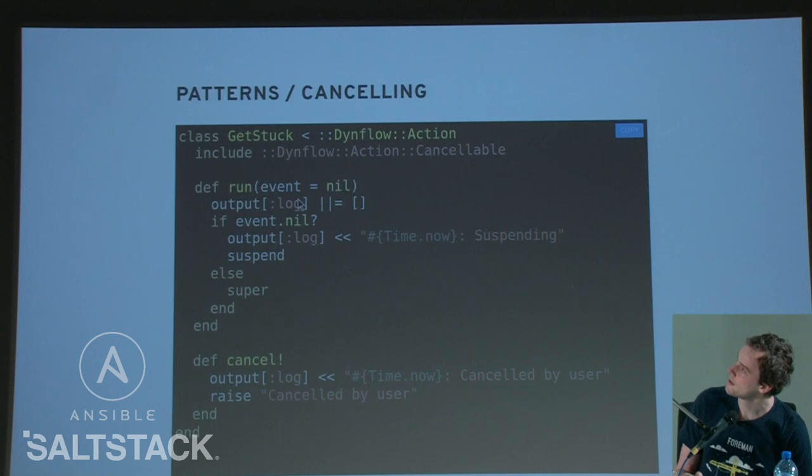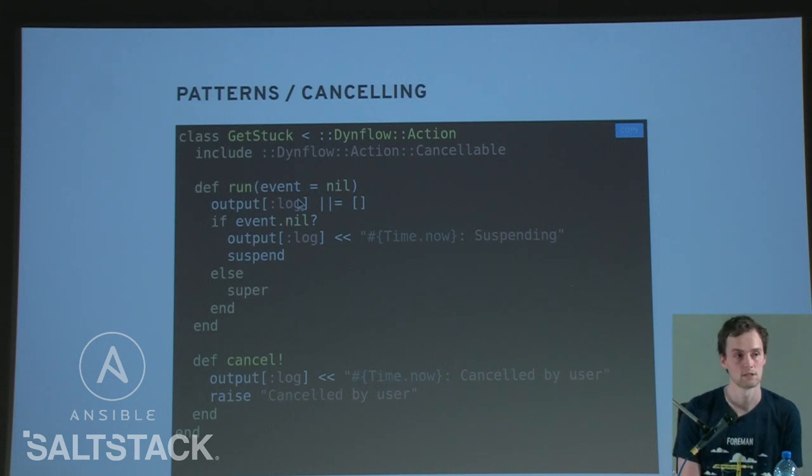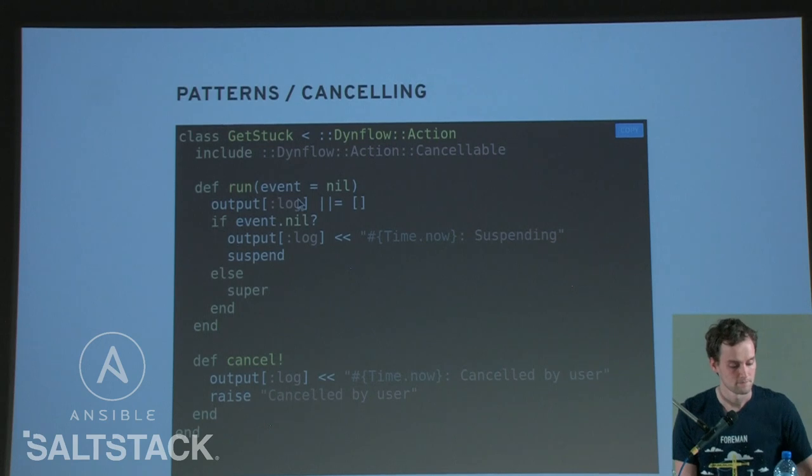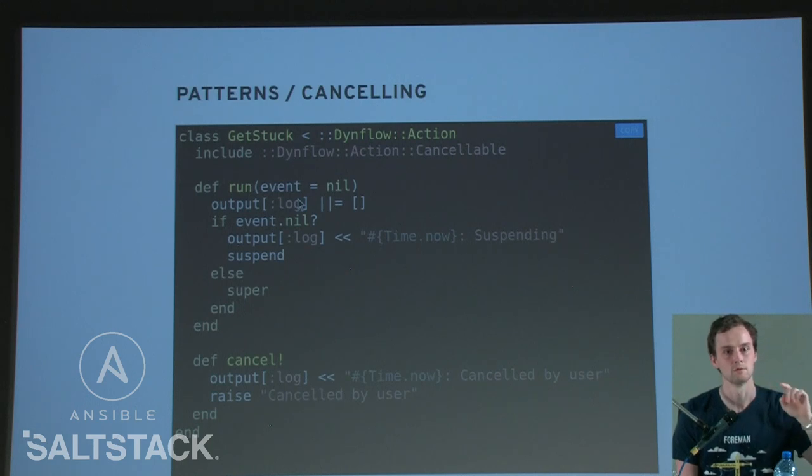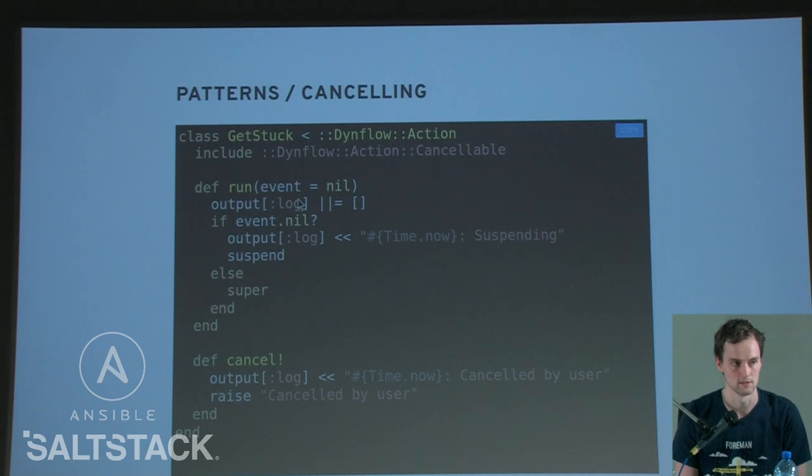You need to define the cancel method. That's the thing which gets executed when the user actually clicks the cancel button. And inside run, you can't override it completely. You have to use super somewhere in there to actually go one level up to the cancelable module, which handles the canceling.